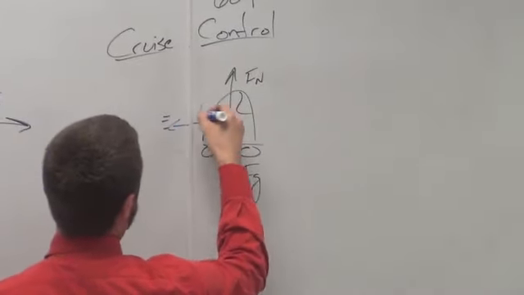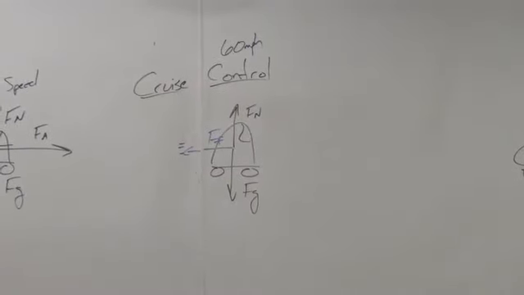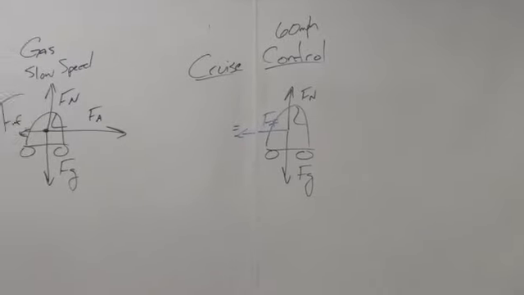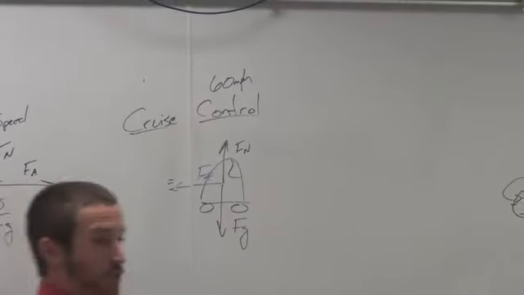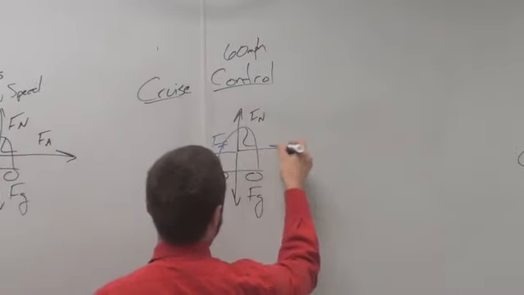We should have force of friction back. I drew it bigger. How come? It's not balanced because of constant velocity. Because you're going faster. Very good. So you're running into more air, right? The more air I run into, the more it's going to push me back. And I put a force applied forward.